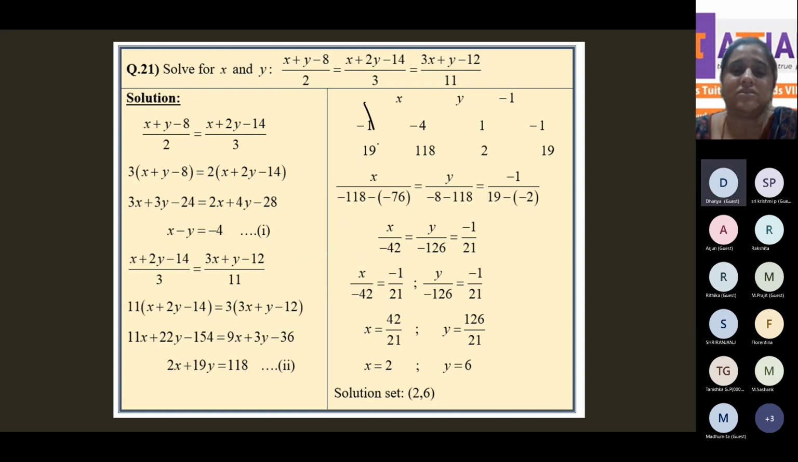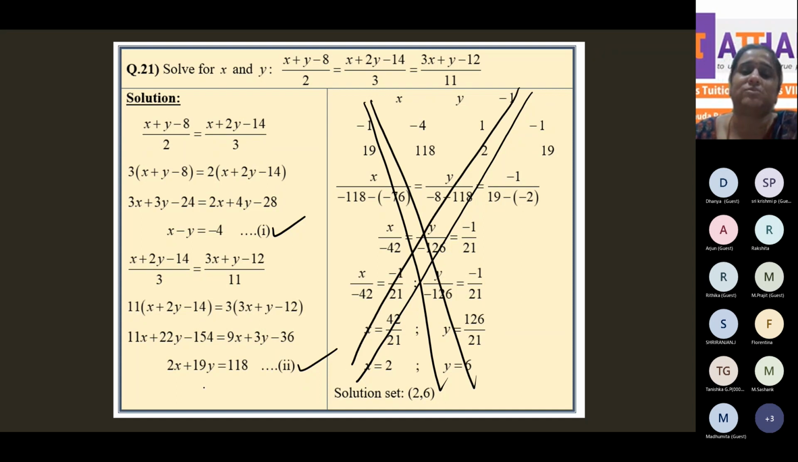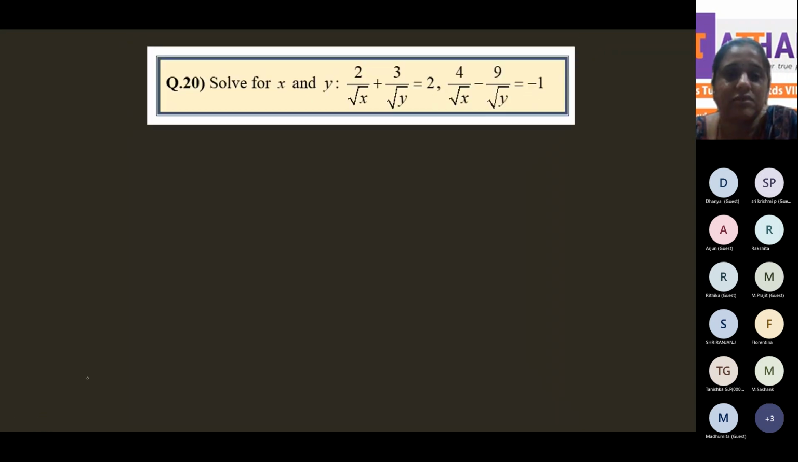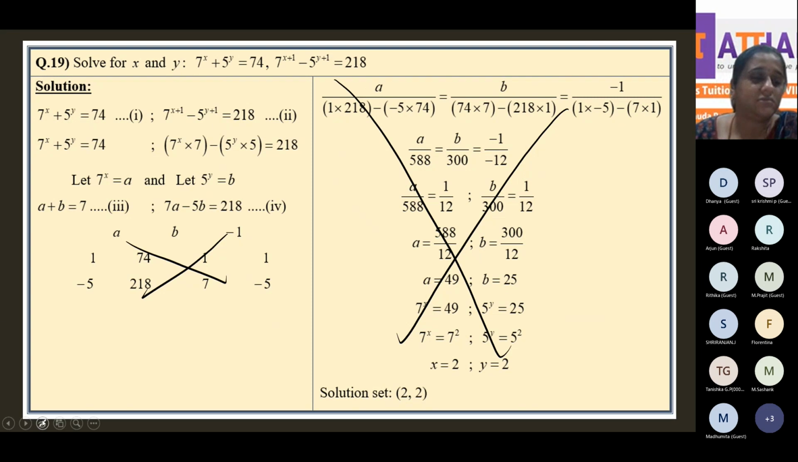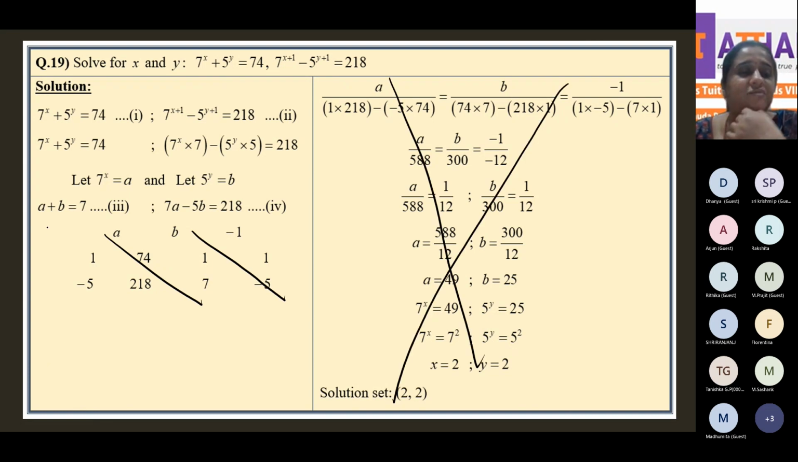I said this one is not for you. This is solving for x and y using the cross multiplication method. Here you have equations 1 and 2. You should have proceeded using the elimination or the substitution method. This is not relevant to you. Okay. In this one, again, this is the cross multiplication method procedure. So ignore this. This is how we construct the two equations.